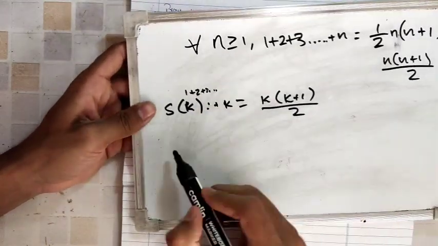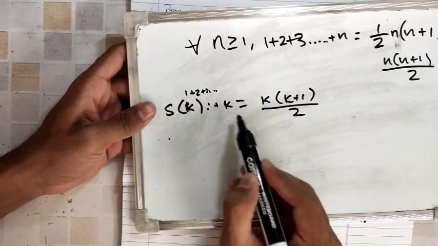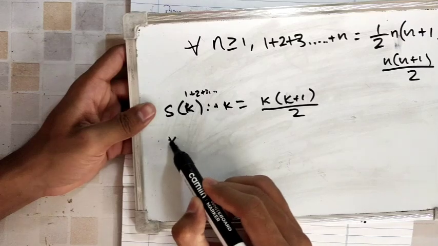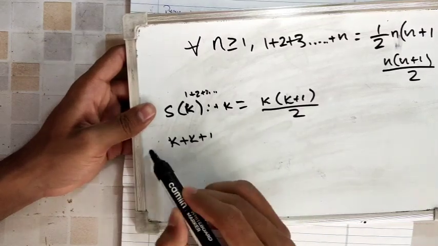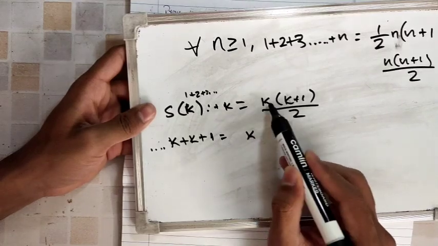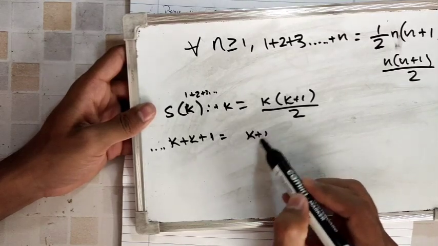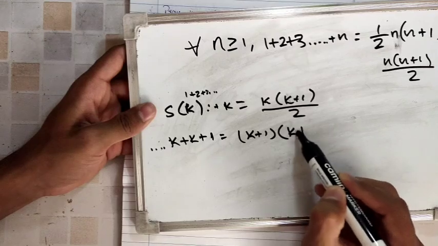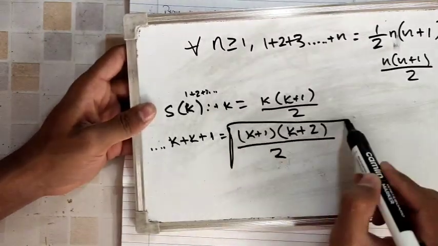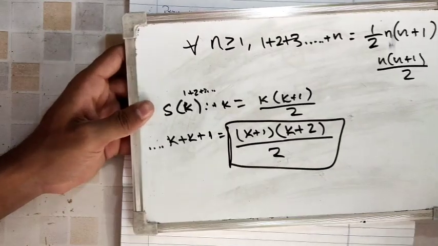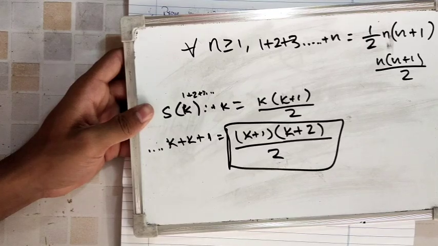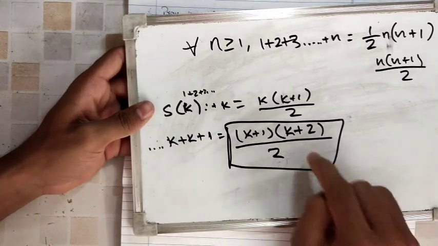Now basically I have to find, I will add k plus 1 on both the sides. So if I add k plus 1, it should be equal to k plus 1 into k plus 1 plus 1, that is k plus 2, divided by 2. So this should be my final answer. But I cannot just directly write like this, so I have to prove it in a different way.